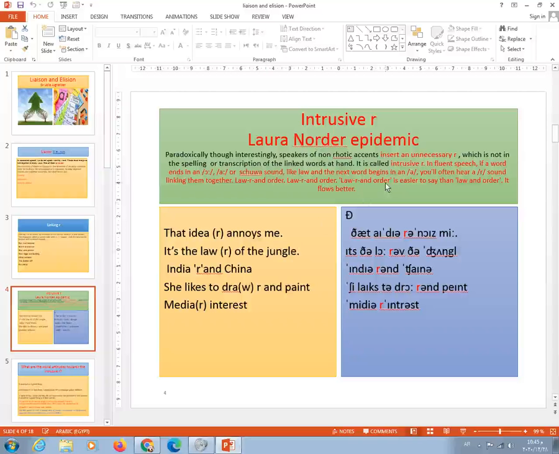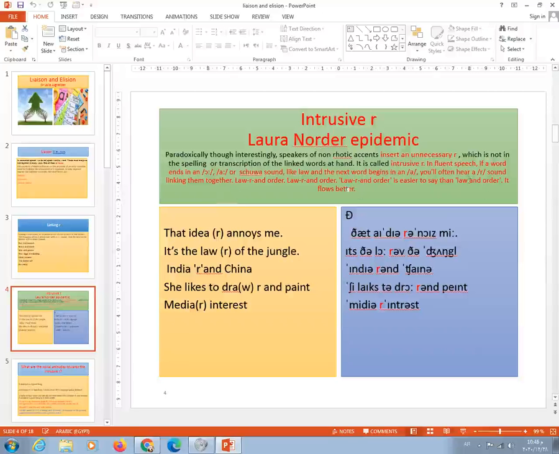Okay, they insert an R which is not there in the spelling or transcription of the linked words. It's called intrusive R in fluent speech. Look at the rule. When they insert an R, or use a linking R or whatever, these things are done according to rules. Okay, what is the rule here?